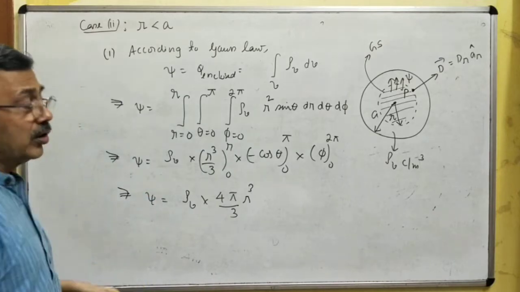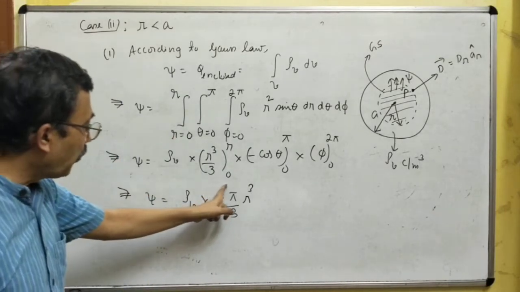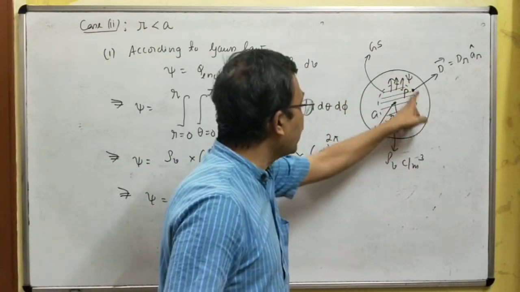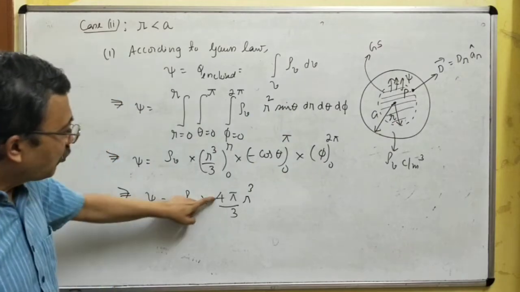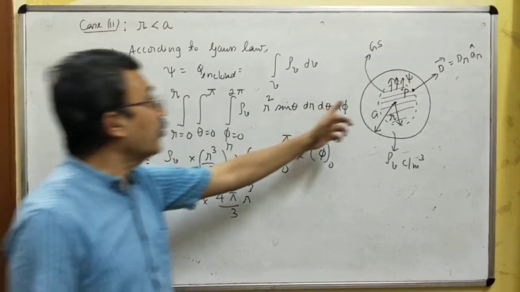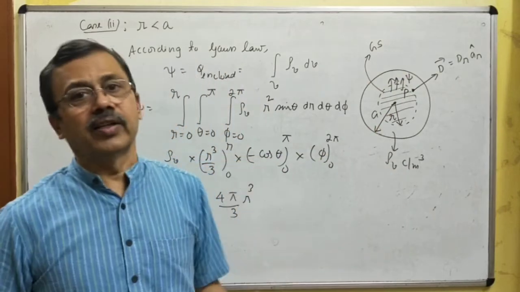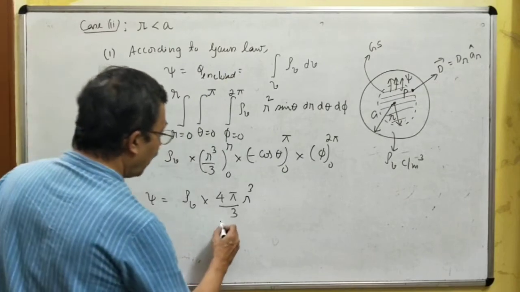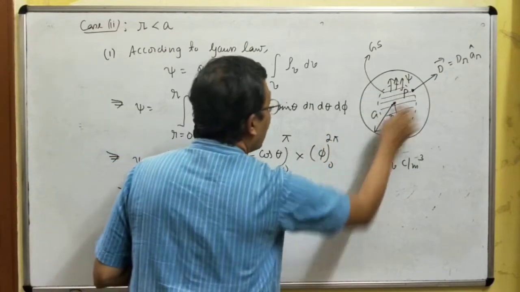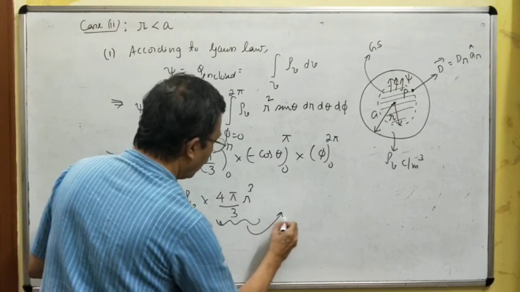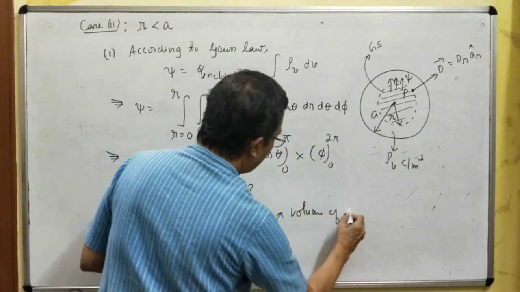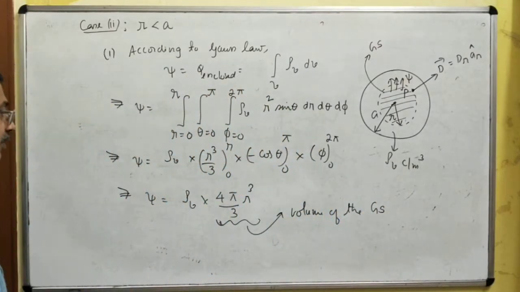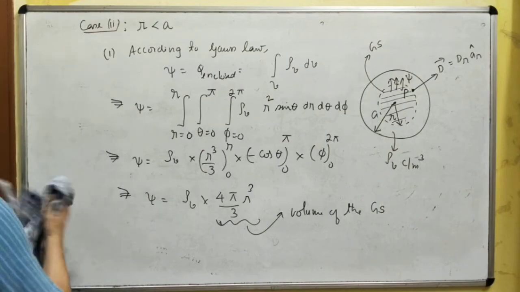How I got to know that I made that mistake is, I should get 4 pi by 3 into r cube here, because that is the volume of the Gaussian sphere. If half is there, then it becomes 2 pi by 3 into r cube, which is not the volume of the Gaussian sphere. Therefore, something wrong was done, which I corrected. There is no half over here. Please understand, 4 pi by 3 into r cube is nothing but the volume of the Gaussian sphere. This is step number 1.